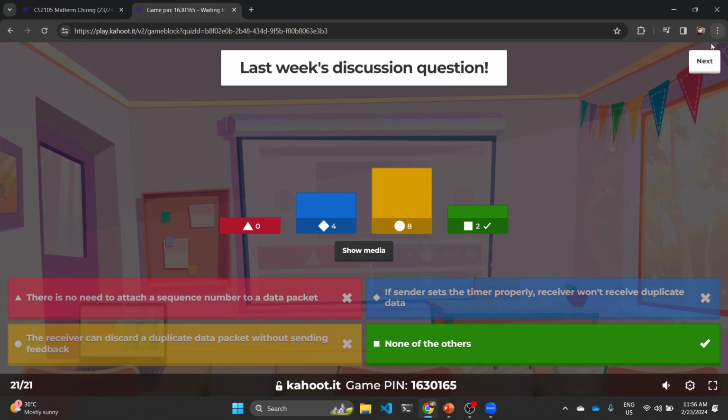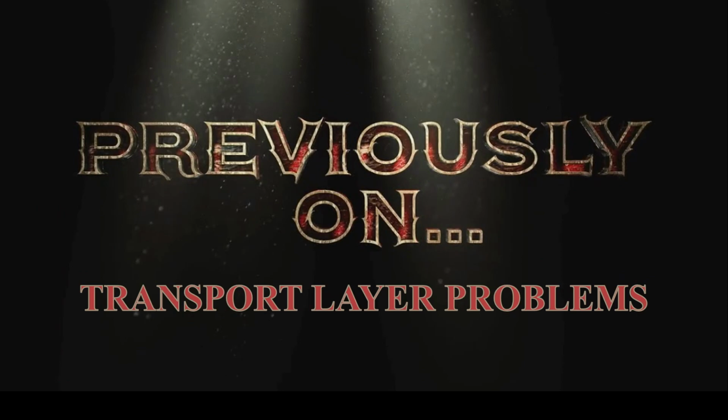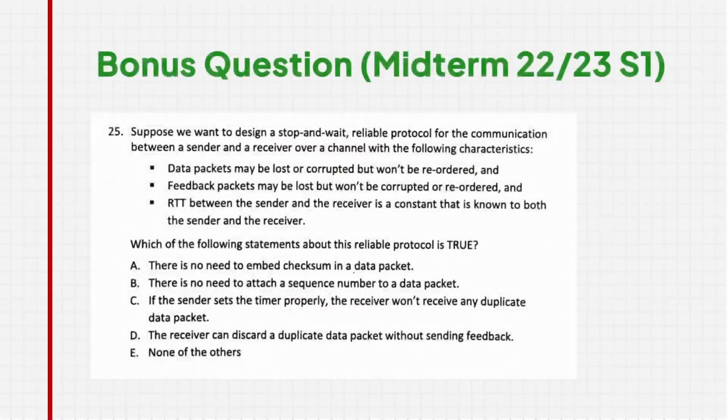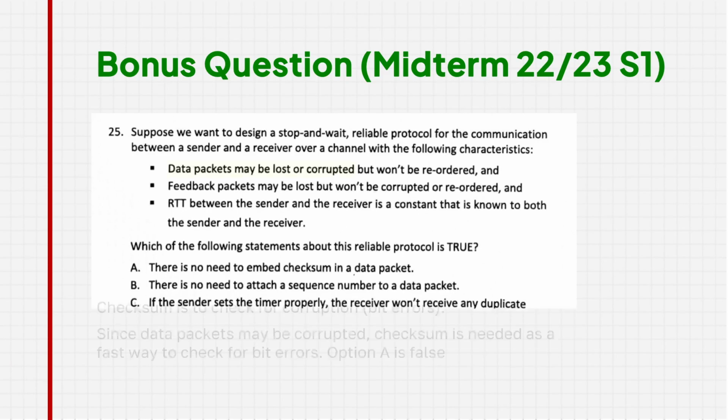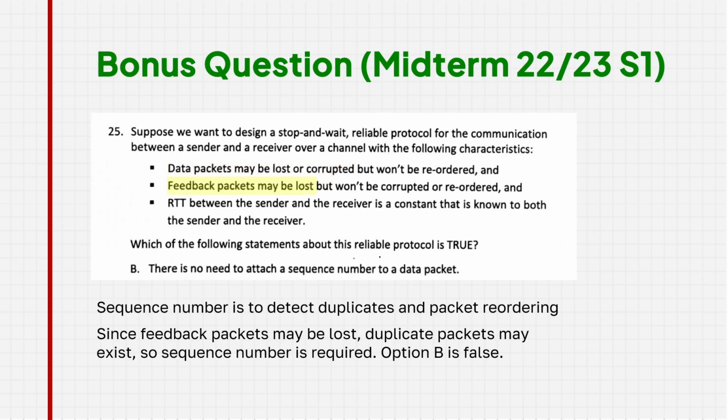Okay, so that concludes the Kahoot. But before that, let's discuss what last week's question was. This was the bonus question that I provided last week. Option A, true or false? False, because your data can be corrupted. Option B should be false because the sequence number has two reasons. First is for reordering, in the case of go-back-N and selective repeat. The second is to detect duplicates, because otherwise you don't know whether this packet was a previous one or the new one.